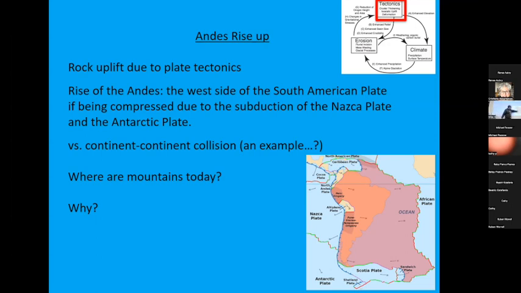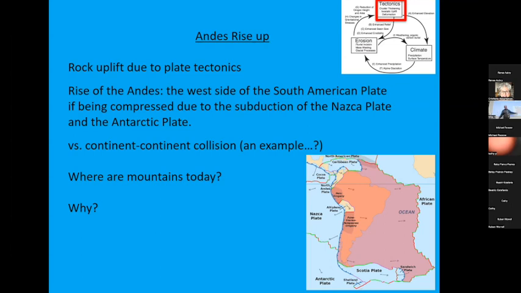So here's the South American plate. The Nazca plate and the Antarctic plate are being subducted under the South American plate. So it's one of the world's classic subduction zones. That's why there are earthquakes.